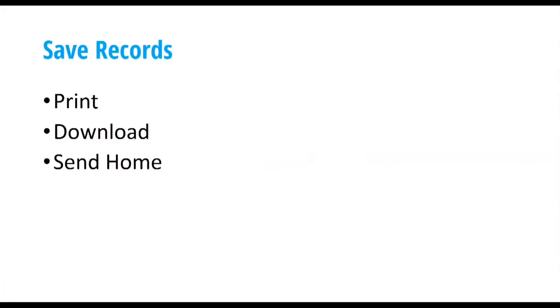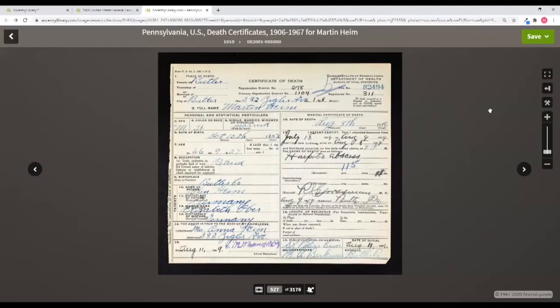So if you make a great discovery or you find something that's going to answer your question, make sure you save it so you know where you found the info and you can refer to it later. On Ancestry Library Edition, there's a few options for you. You can print, you can download, and you can use a feature called Send Home.